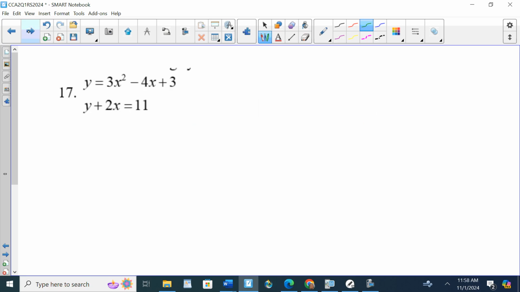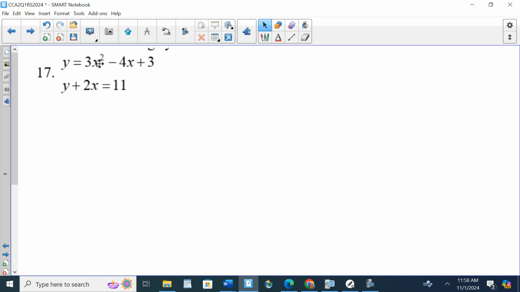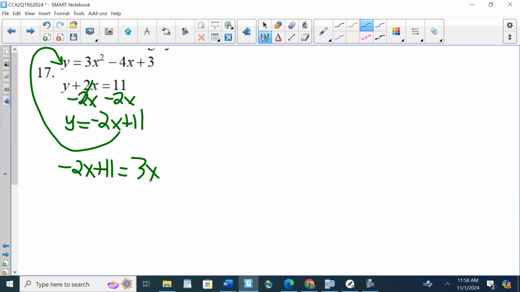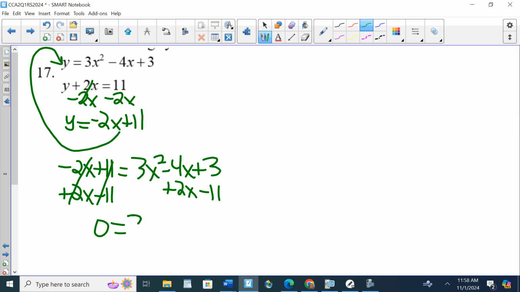Number 17, solve the system algebraically. Well, I need to have a variable by itself in at least one equation. I have that, but if I can easily get y by itself in the bottom equation, which I can, that'll probably just make the algebra a little bit easier. Now, I need to substitute one equation into the other. If y is equal to negative 2x plus 11, I replace the y with negative 2x plus 11. Now it's Mr. X squared. He wants to party. All of his friends have to come over. Plus 2x minus 11. 0 equals 3x squared minus 2x minus 8.